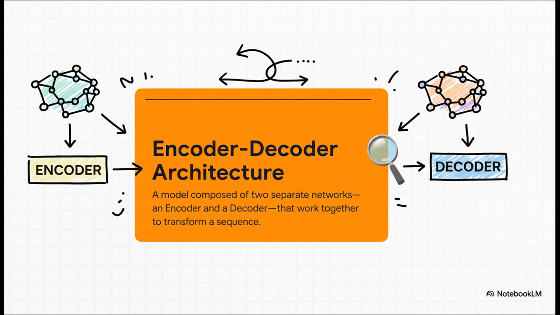It's a model built from two completely separate neural networks. You've got the encoder and, you guessed it, the decoder. One's job is to read the input, and the other's job is to write the output. They have totally different roles, but they absolutely need each other to make it all work.